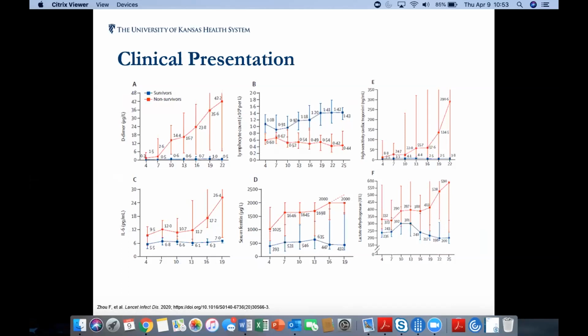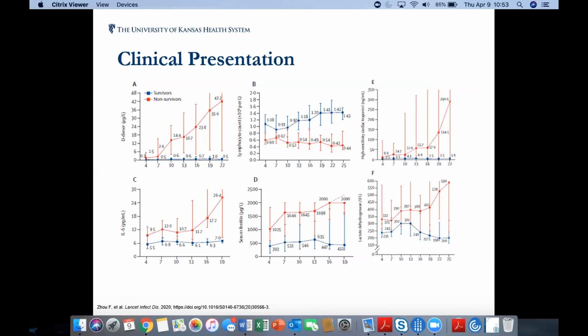And so survivors may have a somewhat elevated D-dimer, but with your non-survivors, this is when we really start to see a separation in their laboratory values. And so we really start to get concerned once the D-dimer values hit 15,000. Greater than 20,000 puts a patient at significantly higher risk for fatal disease.